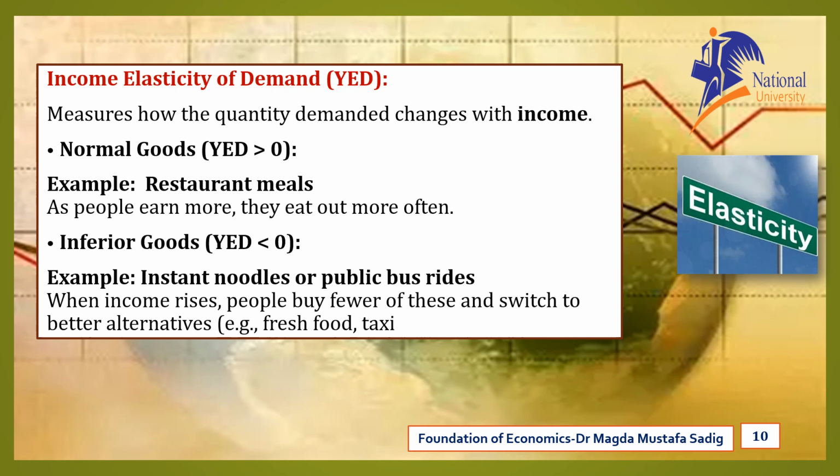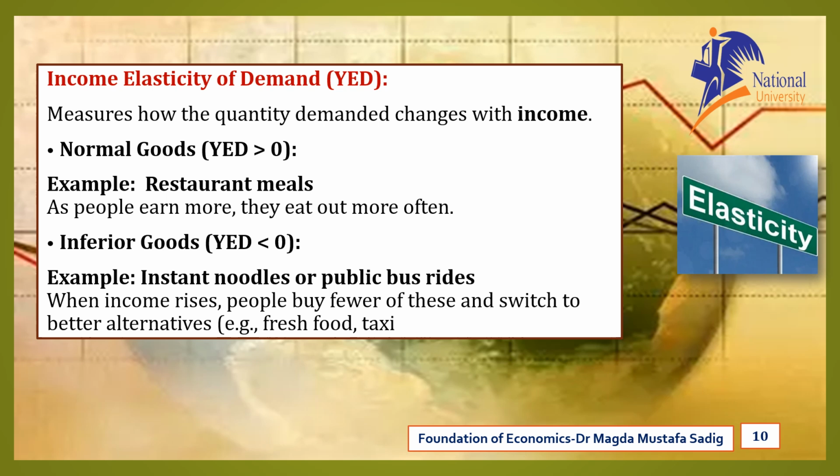Let us come to what is income elasticity of demand. Income elasticity of demand measures how much the quantity demanded of a product changes when people's income changes. In simple terms, it shows whether people buy more or less of something when they earn more money. So, for normal goods, income elasticity of demand is larger than 0. Why? Because when income increases, people buy more of these goods.